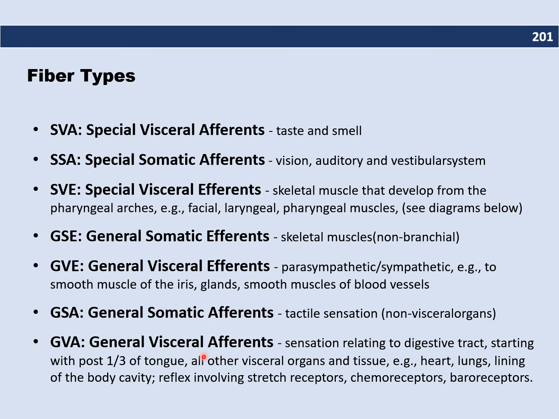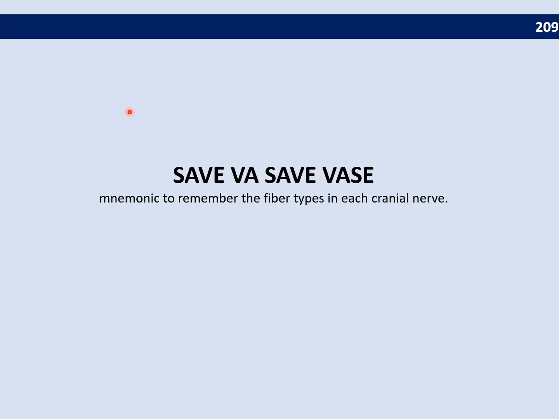I believe those fiber types are already familiar to you. We've been using those terms as we go along, and you do need to know which fiber types are going to be housed in which cranial nerves, or at least originate with each cranial nerve. One way to remember that is to use that Save Virginia, Save Vase mnemonic that is described in your notes. If you have trouble with that, let me know, let a TA know, and we'll be happy to walk you through it.